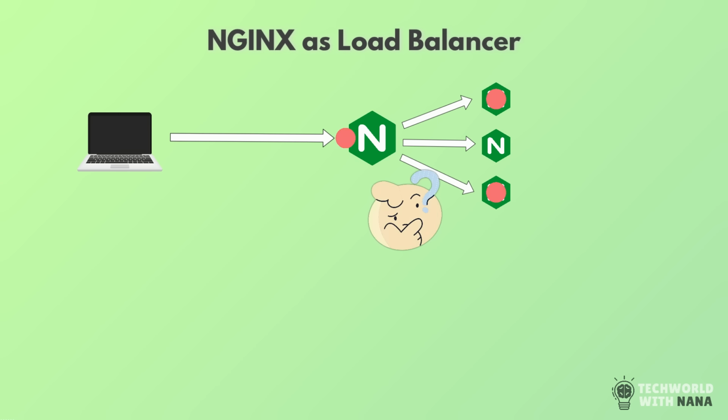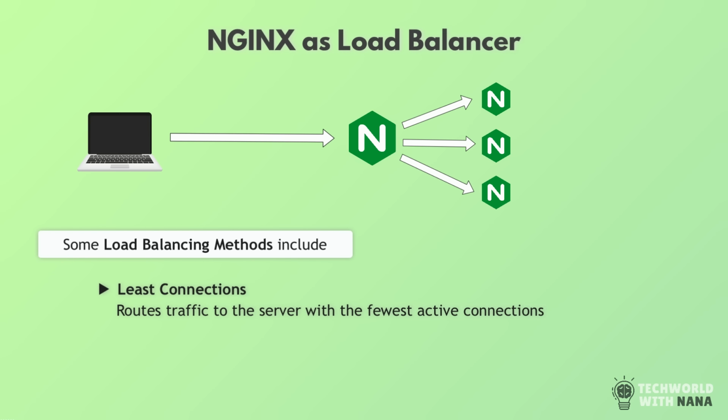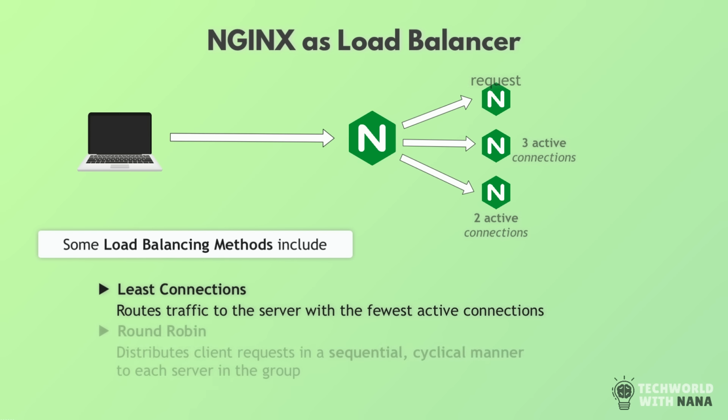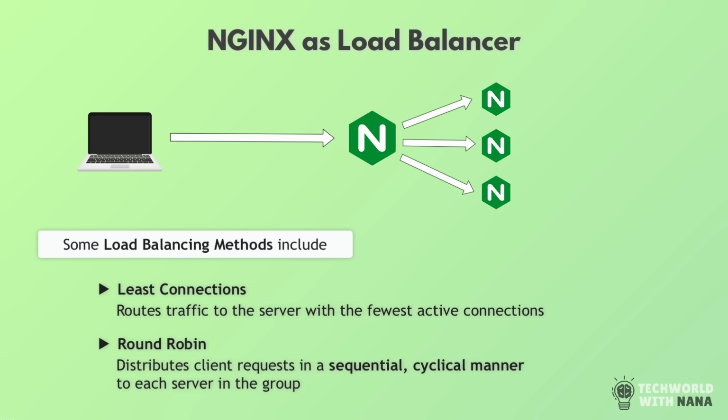Now, how does it distribute the load? That depends on whichever algorithm was configured on it. It could be a simple logic, such as just whichever server is least busy gets the request, or it could be a round robin, which is a popular algorithm that basically distributes the requests equally in a cyclical manner. So very simple load balancing logic.